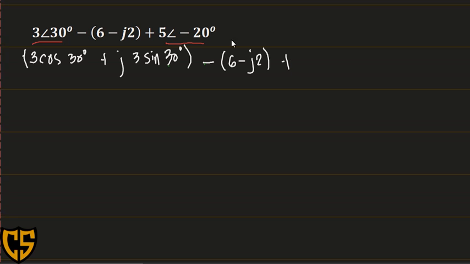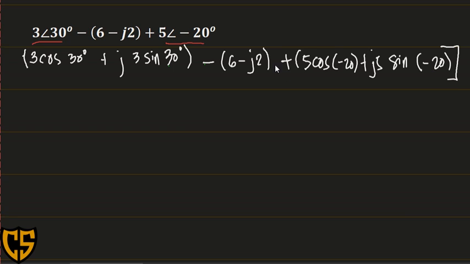Plus, we are going to convert 5 angle negative 20 into its rectangular equivalent. Same with the process, we are going to have the value 5 cosine of angle negative 20 plus 5 sine of angle negative 20, and we will have j here.